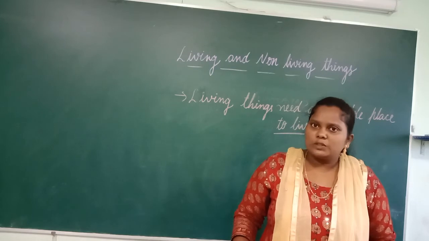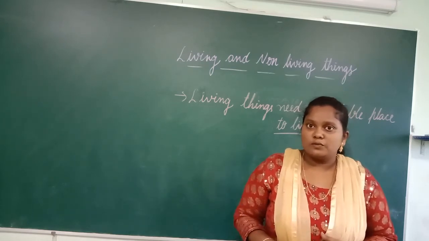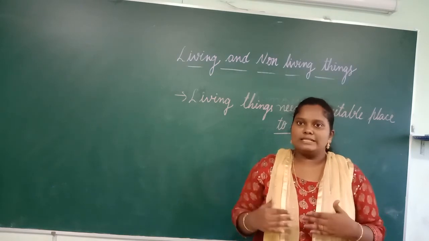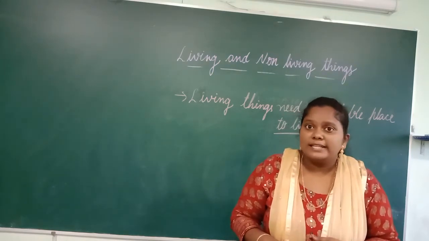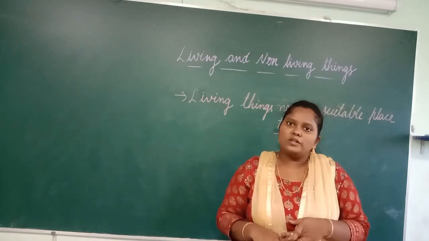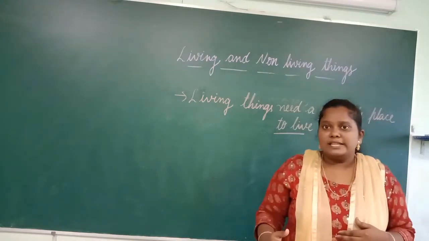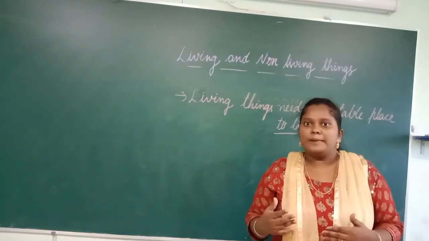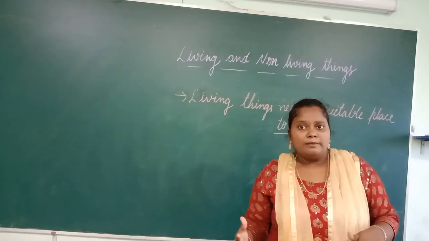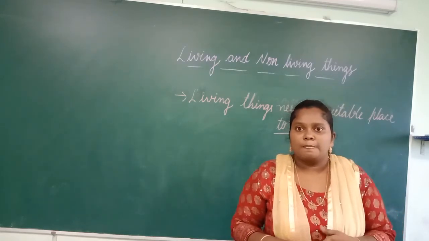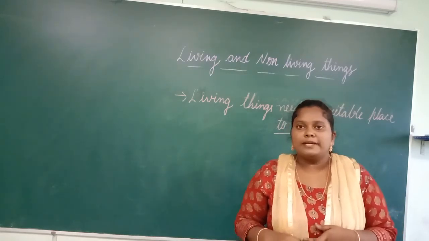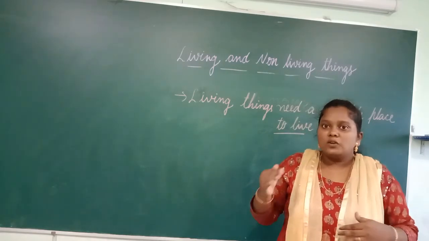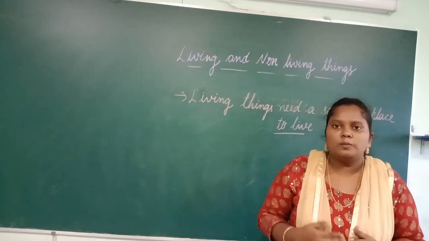Now, living things need a suitable place to live. All living things need a suitable place to live. Coconut trees, for example, grow in warm regions close to the sea. Apple trees grow well in cold regions. Camels live in the dry desert, whereas cheetahs live in warm open grassland. And polar bears and penguins live only in the cold polar regions.